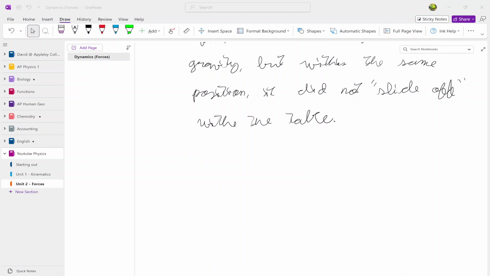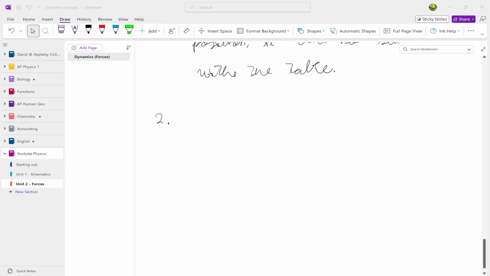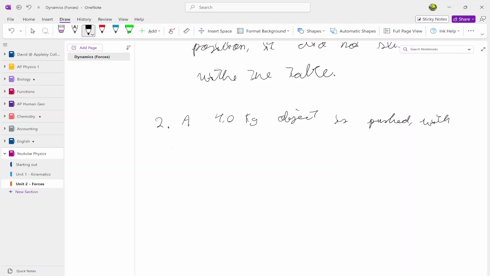So problem number 2. This one should be pretty simple. We'll just go along with everything we learned today. So the first one was Newton's first law. Now this is Newton's second law. Let's say a 4 kg object is pushed with a net force of 10 newtons to the right, because it needs a direction.